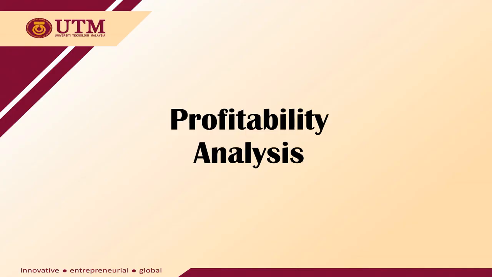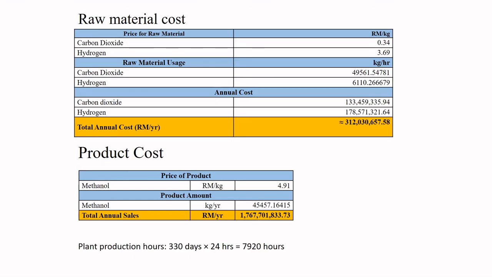Profitability analysis. Profitability analysis of a project development needs to be carried out, as the main purpose of investing money in a chemical plant is to gain profit. First, the expenses of the materials are calculated by taking the price of the raw materials and the product, which is methanol, multiplied by the feed mass flow rate. Then, by assuming that the plant operates 7,920 hours for the whole year, the annual cost for raw materials and annual revenue of the plant are estimated.